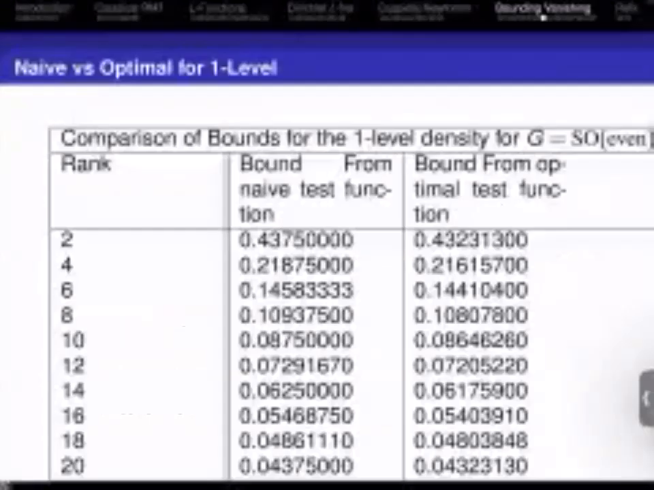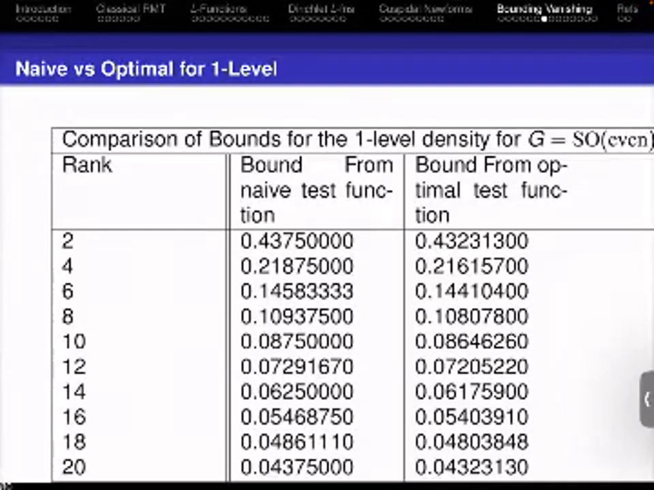I mentioned that the optimal test function is not that much better. How much better? If I try to do order of vanishing 20, the naive test function gives 0.04375 and the optimal gives 0.0432, so the improvement is not that much. Interestingly, for some of the higher level N, the naive test function actually does better than the optimal for the one level. It's not clear what the optimal is for the N level. This is another ongoing project. We have some results for the two level.